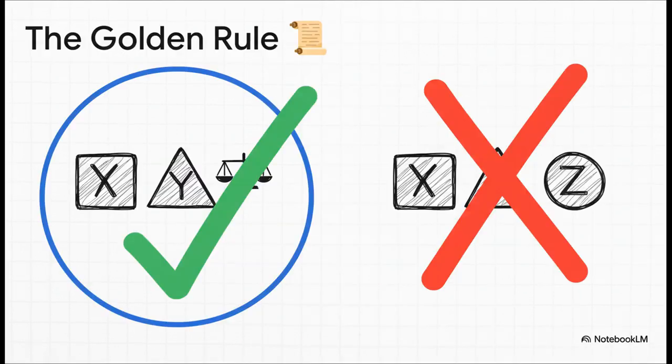And this brings us to the golden rule for this question. This is non-negotiable. You must only talk about the two factors the question gives you. Do not be tempted to bring in a third reason, even if you think it's a really good one. The examiners are testing your ability to compare X and Y, not your ability to list everything you know about the topic. Stick to the script.